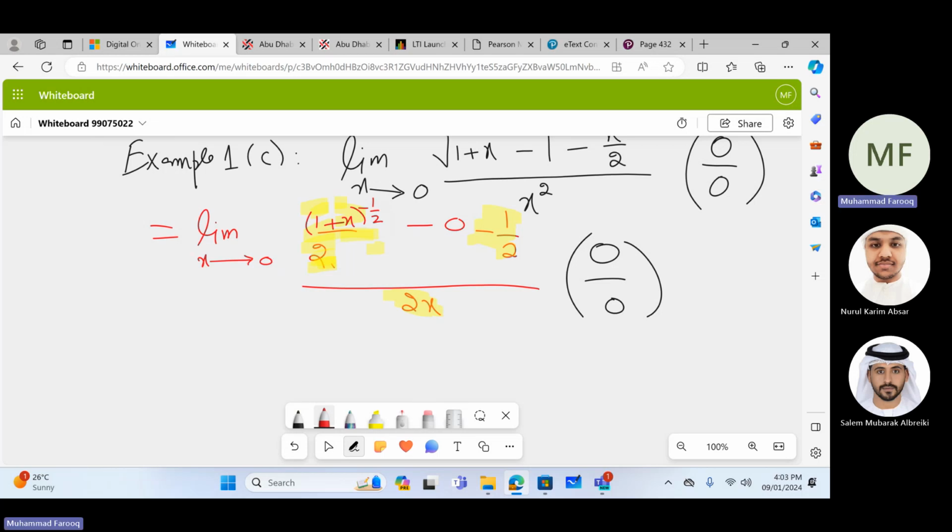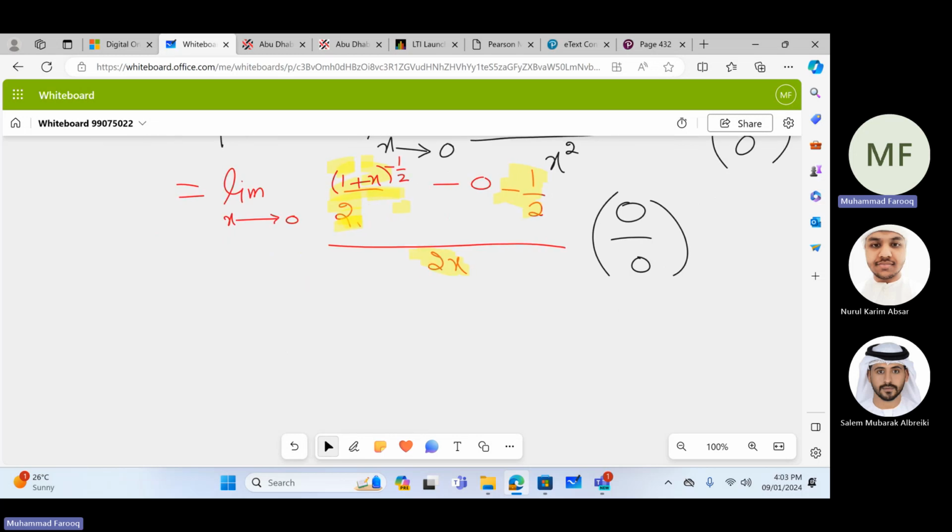Exactly. So please, for the sake of differentiation, I take it up, okay? So that we can easily understand how we are differentiating now. Okay, so please start now, differentiate. 1 by 2 is constant, so keep it as it is, please. So limit x approaches to 0. Now we are differentiating this part.